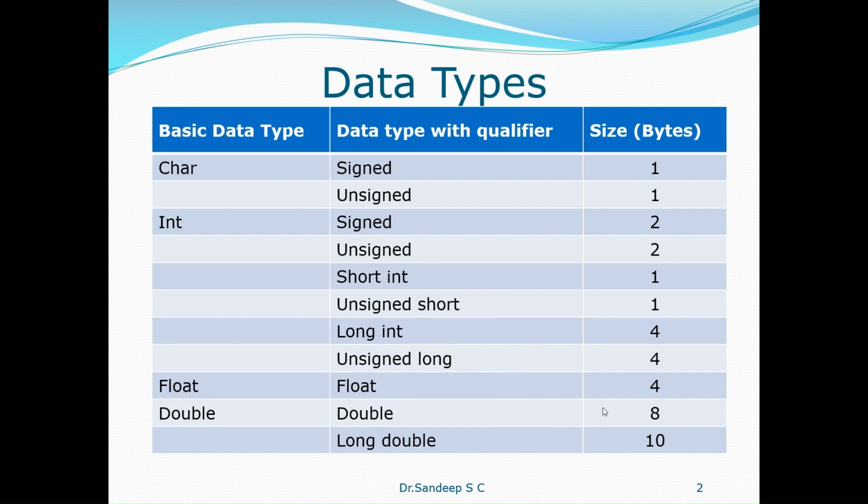We have the GCC compiler, where integer size is also 4 and float is 4. Like that, whenever we start programming, depending on the compiler, we should know what the size of the data types is. These data types are compiler specific.